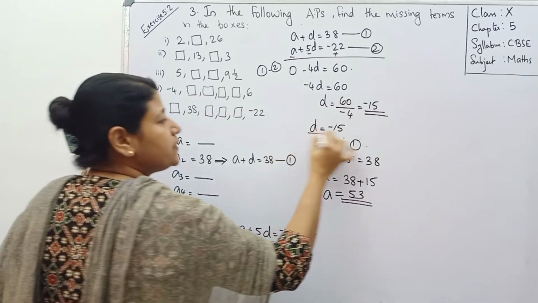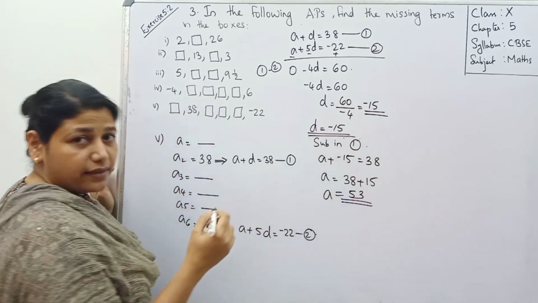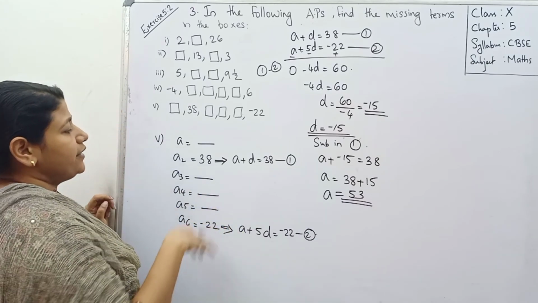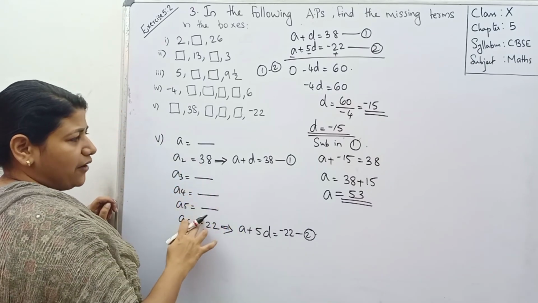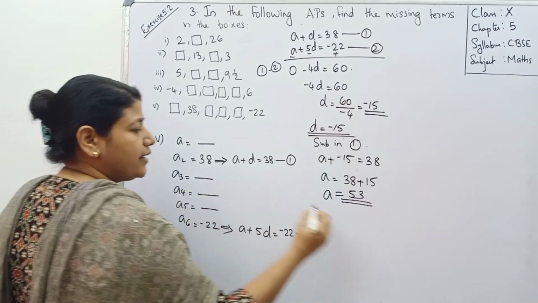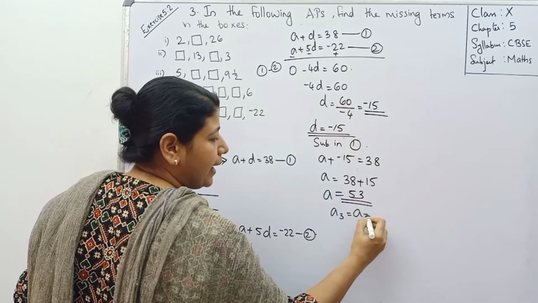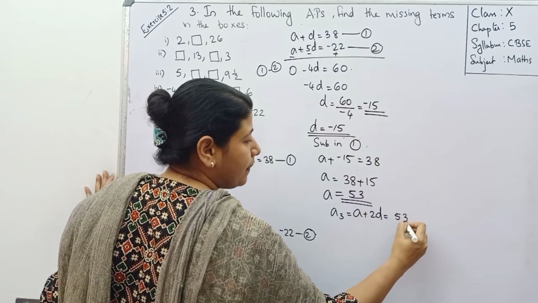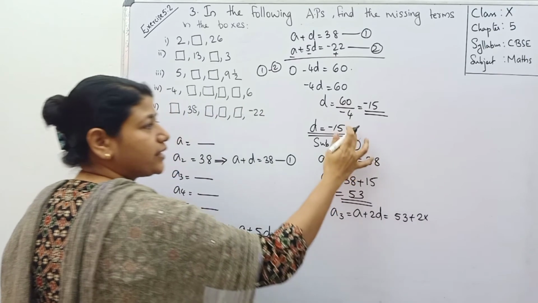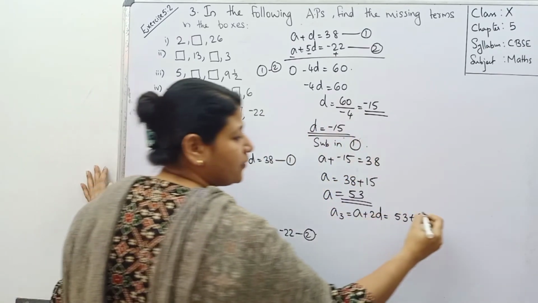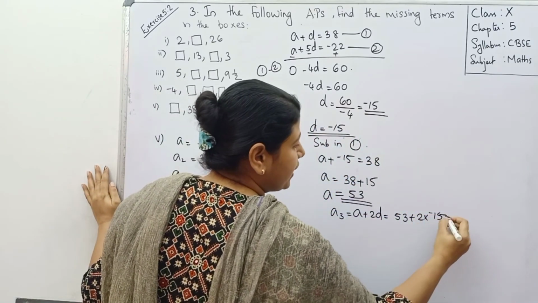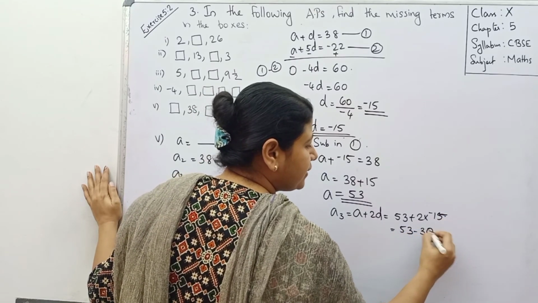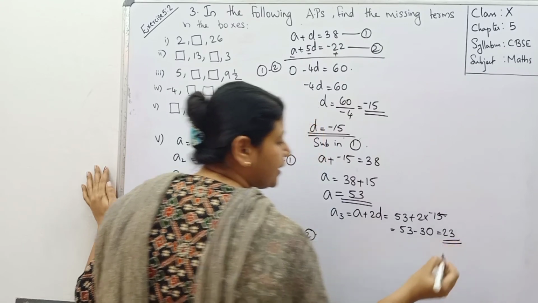Now, d negative 15 and a 53 we got. Now what do we have to do? We have to find out a3, a4 and a5. Okay. a3 is a plus 2d. So, a is 53 plus 2 into, what is the common difference? Which is negative 15. So, we can write 53 minus 30. So, you will get 23.